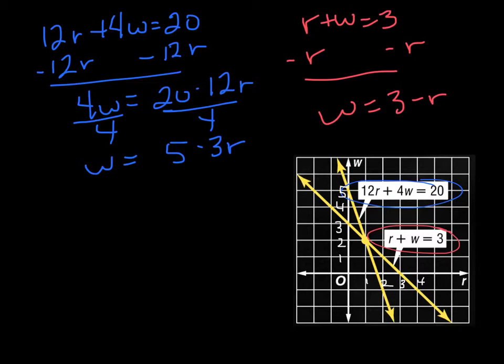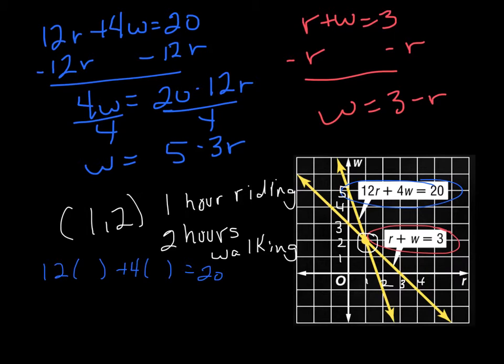So our blue equation started at 5, and it's going down 3 over 1, down 3 over 1. And our red equation started at 3, and it's going down 1 over 1. And they cross at 1, 2. And 1 was our time riding. And 2 was the number of hours spent walking.